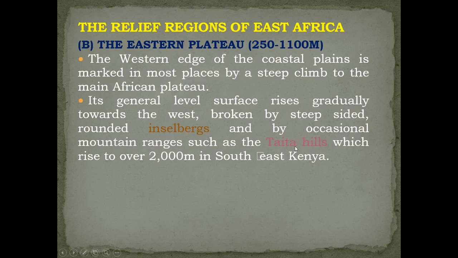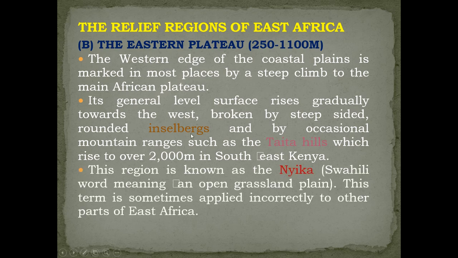That map showing the physical geography of East Africa. Look for the Taita Hills in the southeastern part of Kenya. Those are isolated mountains, isolated hills, which are found in a relatively flat area. That's why we say it ranges between 250 to 1,100 meters above sea level.